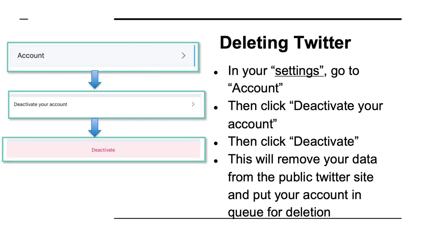Deleting Twitter. If you'd like to delete your Twitter account, you can simply go to Settings and then go to Account. Then click Deactivate your account. Then click Deactivate, which is the red button. This will remove your data from the public Twitter site and put your account in queue for deletion.